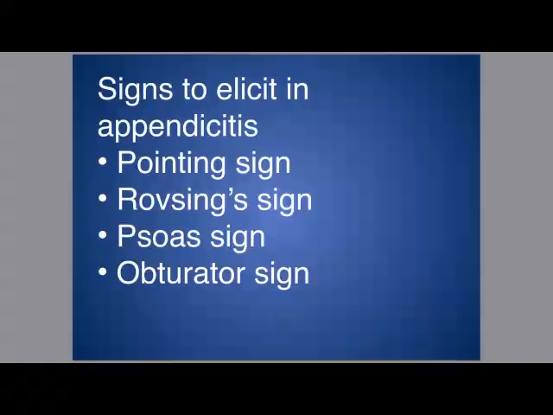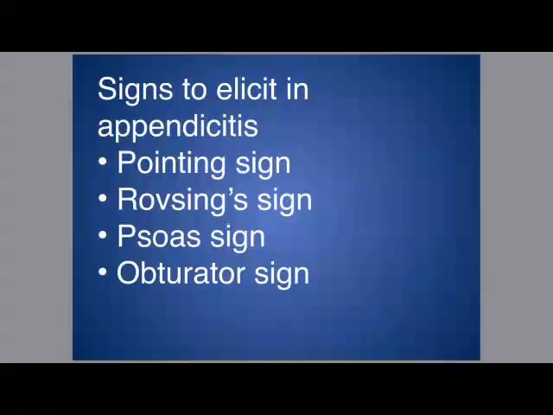Psoas sign occurs in cases of retrocecal appendicitis in which the inflamed appendix is in contact with the psoas muscle, causing flexion of the hip joint, and when we try to hyperextend the hip joint, the patient feels pain in the right iliac fossa. This is called psoas sign.